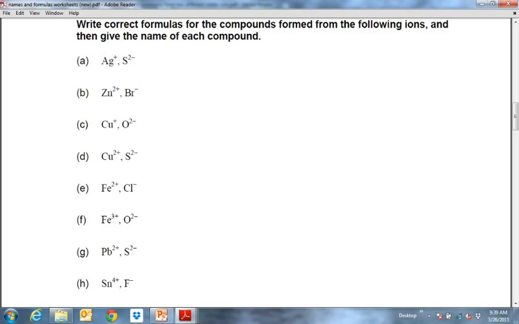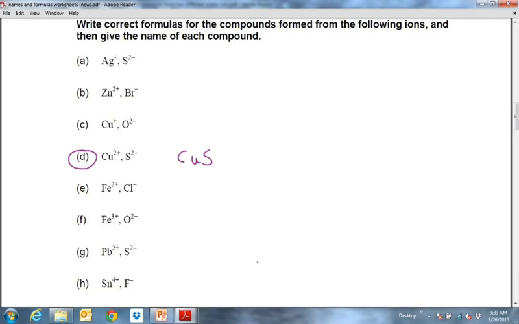Right off the bat, let's do D. D's one of those where we're going to crisscross, and you're going to get 2's, right? Okay. Do you see where we could write CuS as the neutral formula unit? Does that make sense? Because they're both the same, and if we have one of each, they cancel each other out. If we crisscross, we would have gotten Cu2S2, and then we would have had to reduce it.